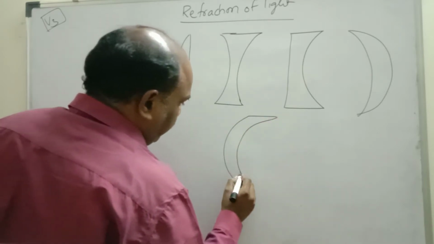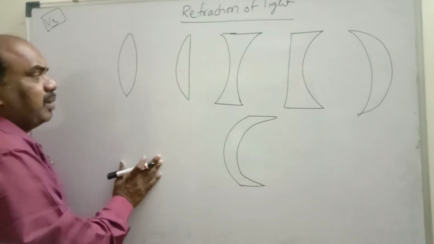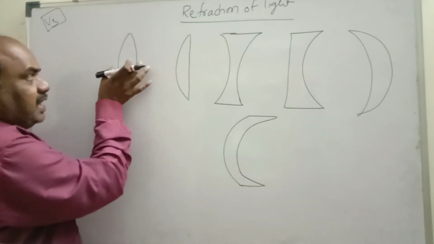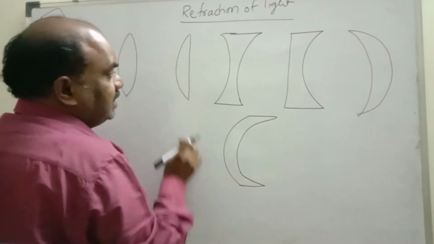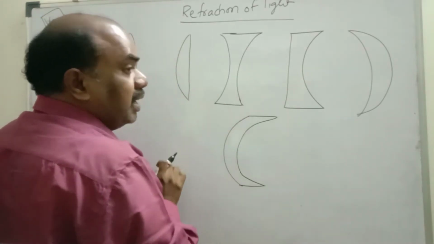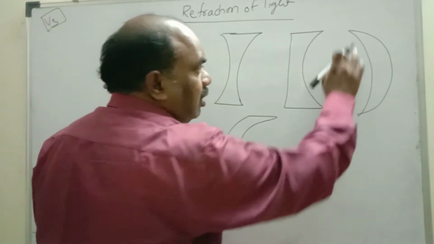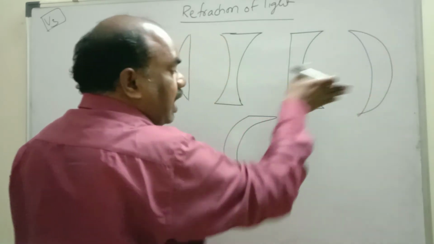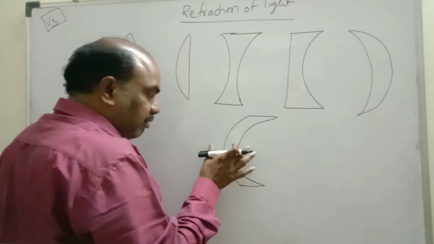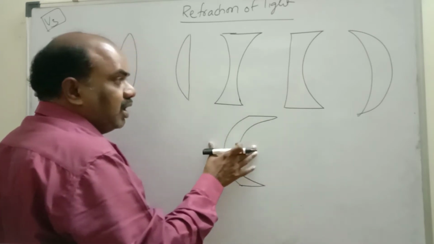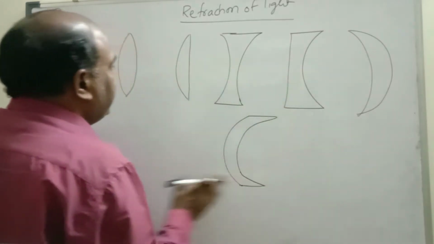Now, these are all used for various purposes. Biconvex lens means thicker in the middle and thinner at the edges. One side plane, one side convex means plano-convex. Thinner in the middle and thicker at the edges is a biconcave lens. One side plane, one side concave is plano-concave. One side concave, one side convex is concavo-convex. One side convex, one side concave is called convexo-concave. Now, these are all different types of lenses.